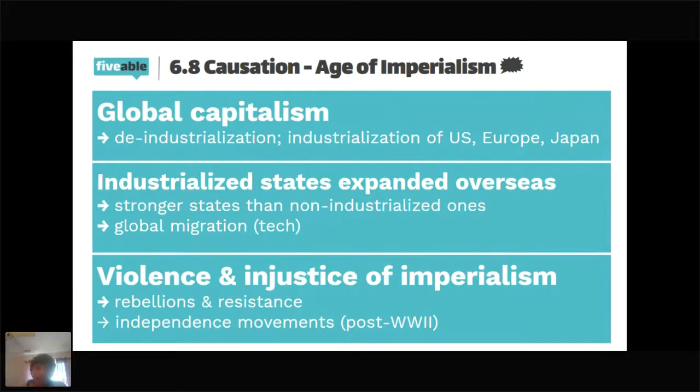Global migration, once again, all ties back to technology. Now you have colonialism, where people from the colony go to the colonizer.